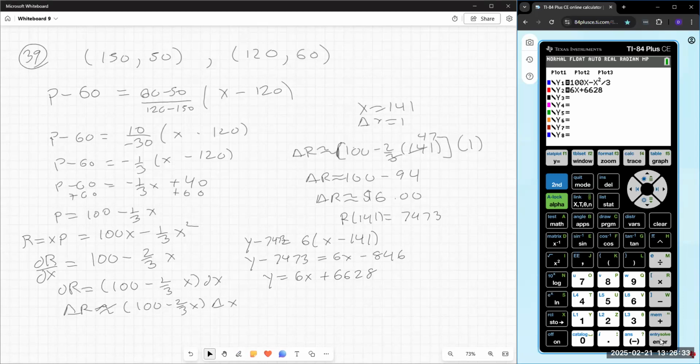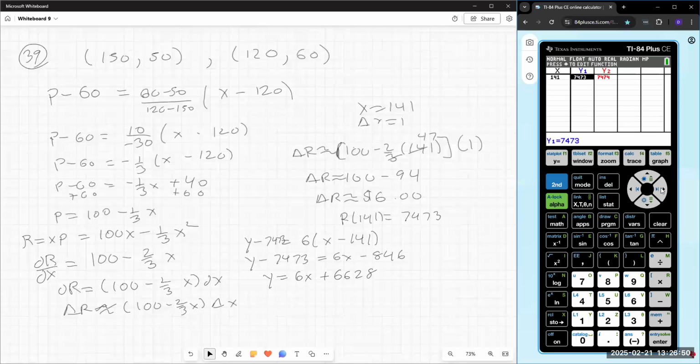And I'm using this tangent line to the curve to approximate things that are going on close to this point of tangency. So I know that they should be the same value here at 141. So where did I make my mistake?